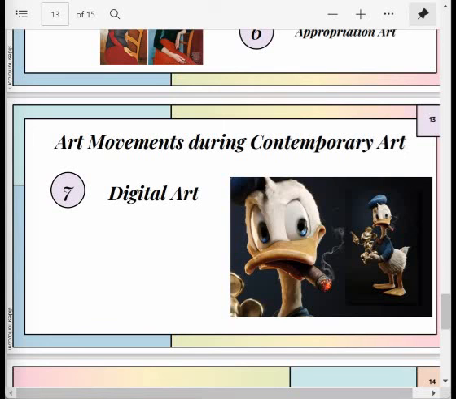So the last movement under contemporary period. So that ends our lesson in Unit 2, Western Art History, the Modern and Contemporary Art. So I hope that you have gained something from this lecture.